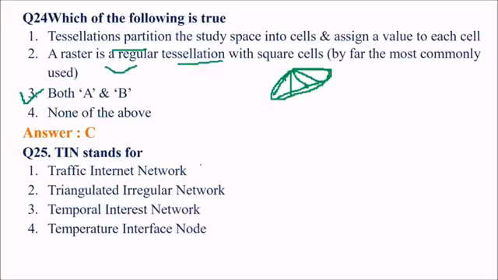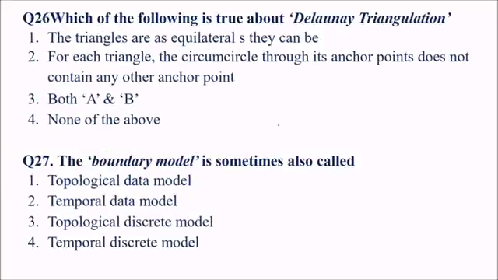TIN stands for... These are 4 options for you. And I am guessing that you are going for the B option, that is the second option. And if you are going for it, the answer is correct. It is triangulated irregular network, TIN, often used for DEM representation.